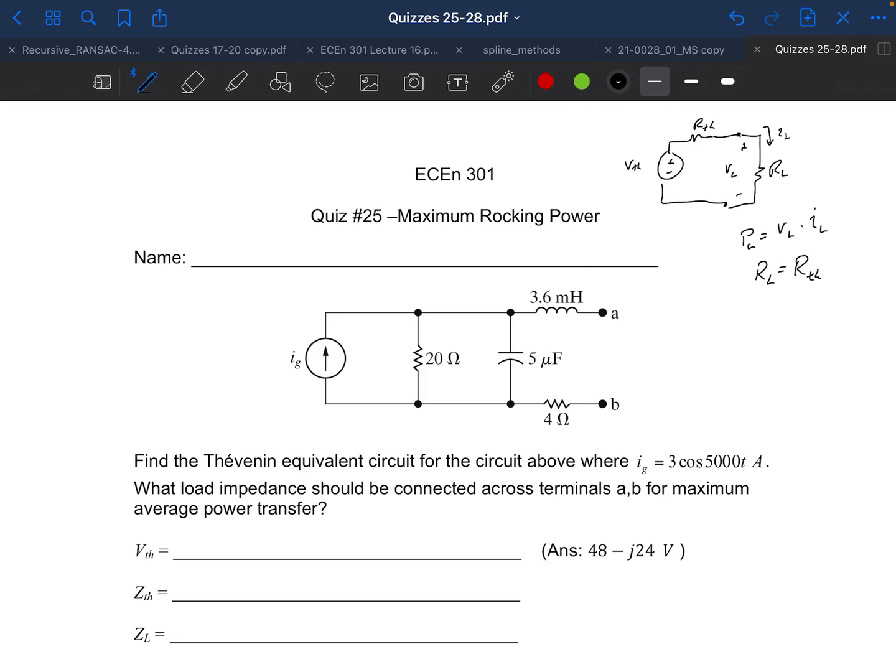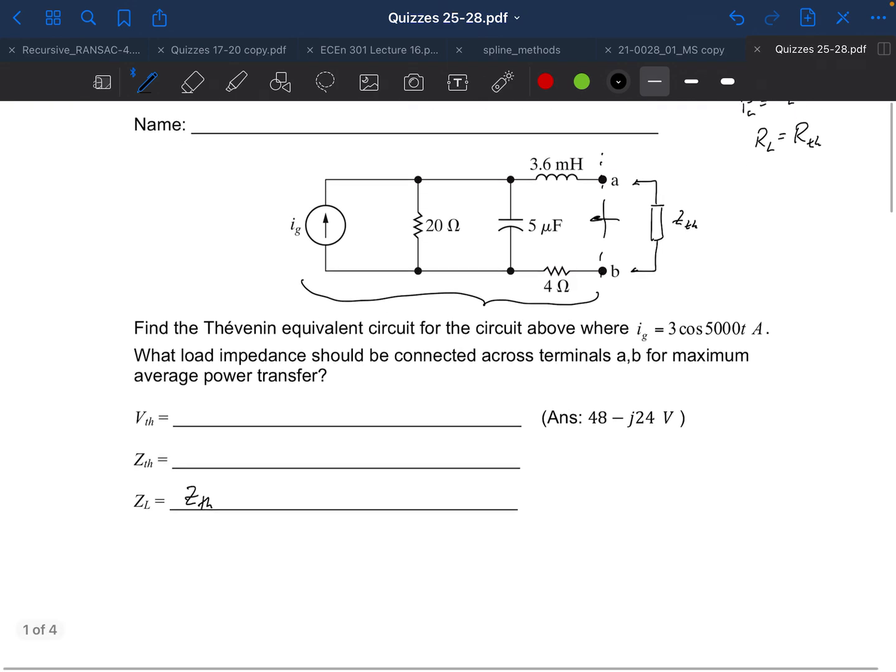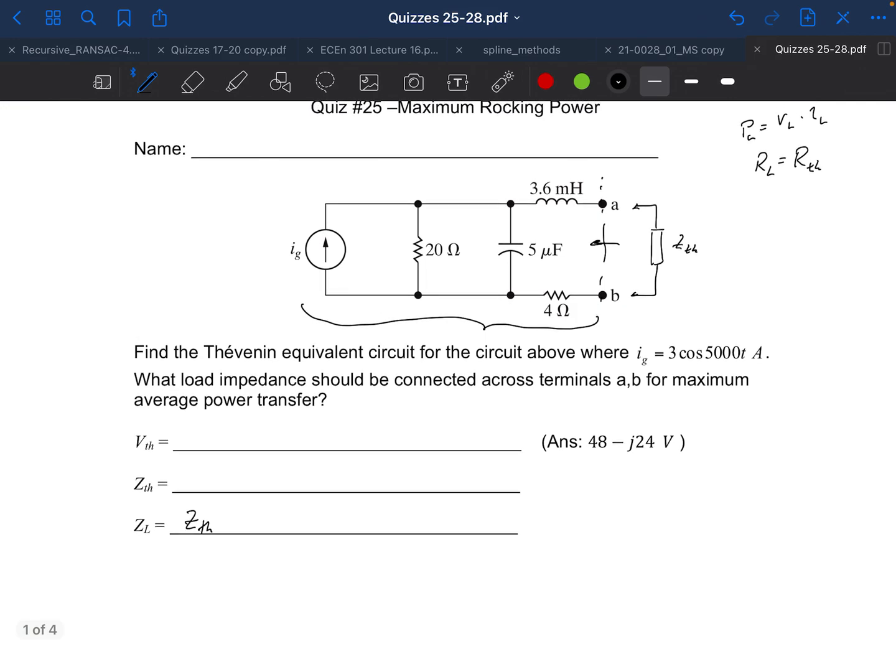Okay, so the impedance that is going to maximize the power transfer when we hook this up is going to be the Thevenin impedance, when we think of the Thevenin impedance as looking in. So we want to find basically the Thevenin equivalence of this circuit, and then the answer will be the load impedance. In other words, the answer down here, ZL, is going to be equal to ZTH, and so we need to find the Thevenin voltage and the Thevenin impedance.